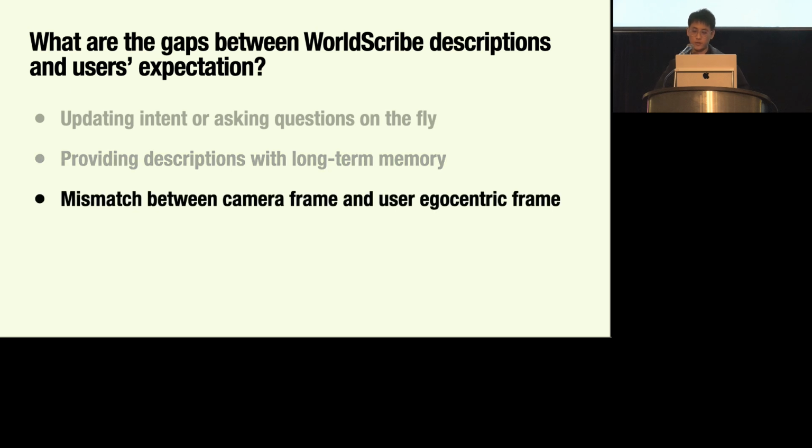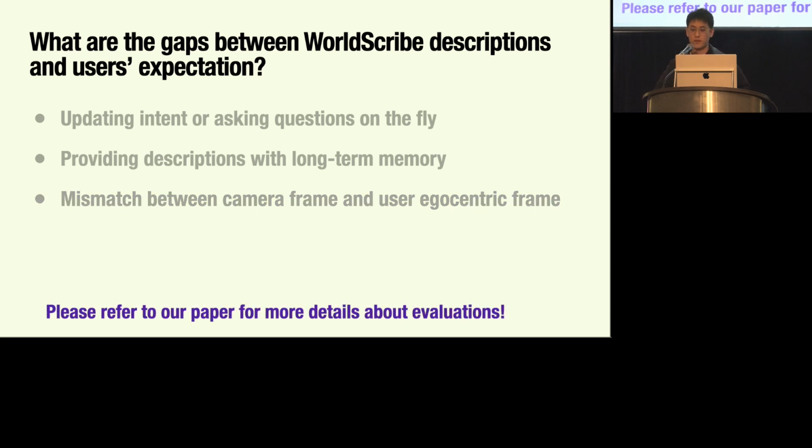The spatial information was centered on the given frame, but not the user. So the directional information, such as left and right, in the description was confusing. Future work could consider how to take the video stream to build a 3D scene in real time to answer direction-related questions. Please refer to our paper for more details about the evaluations.